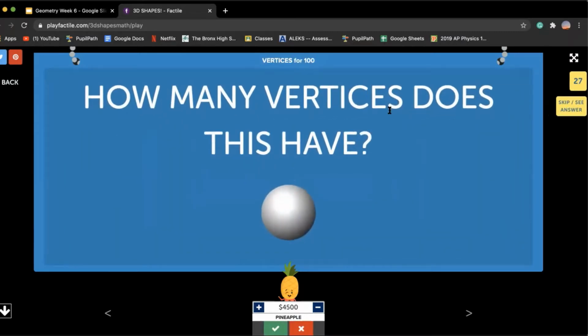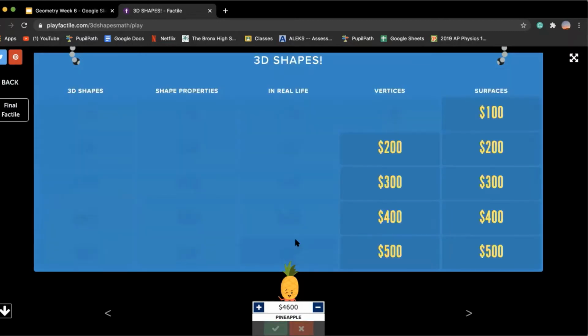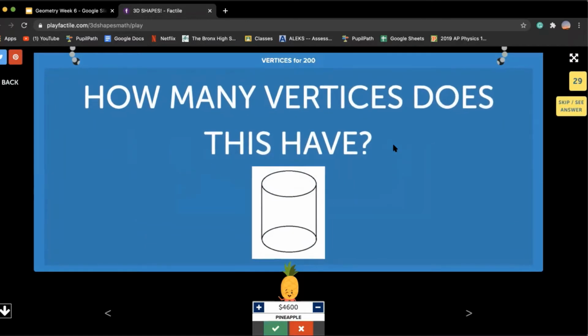How many vertices does this have? It has 0, because it doesn't have a corner, it's all round. Yeah, it doesn't have any vertices where surfaces join, because it only has one surface, so it doesn't need any vertices. How many vertices does this have? It doesn't have any vertices, because even though it has 3 surfaces, they all join on a line, so it doesn't have a point.